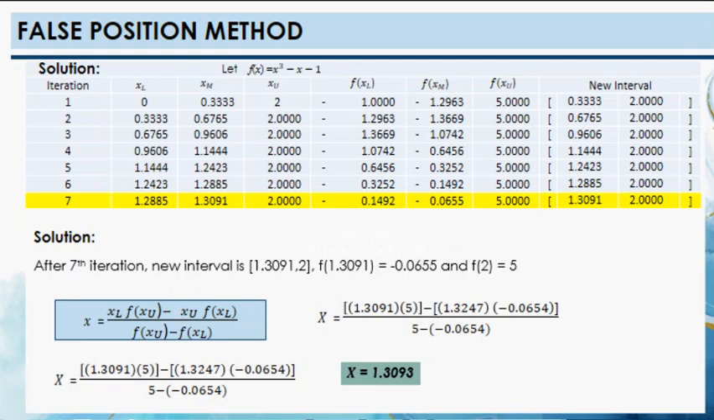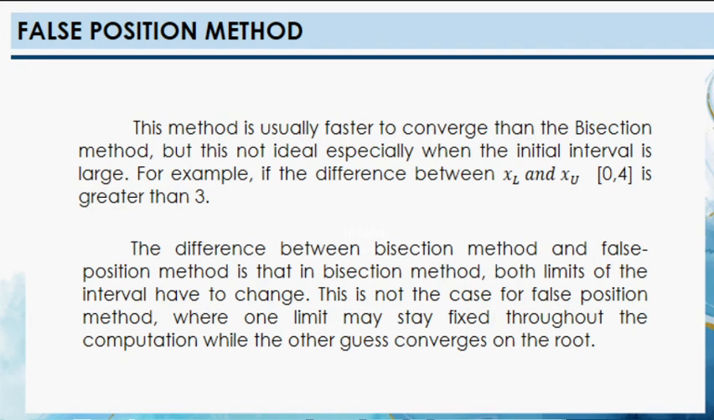So, yun yung paraan ng pag-solve gamit yung ating false position method. This method is usually faster to converge than the bisection method. Mas madali daw nating ma-determine yung value ng ating root compare dun sa bisection method. But this is not ideal, especially when the initial interval is large. For example, if the difference between X sub L and X sub U is greater than 3, so kung ang interval natin is 0, 4, mas mahirapan tayo sa pagkuha ng ating roots.